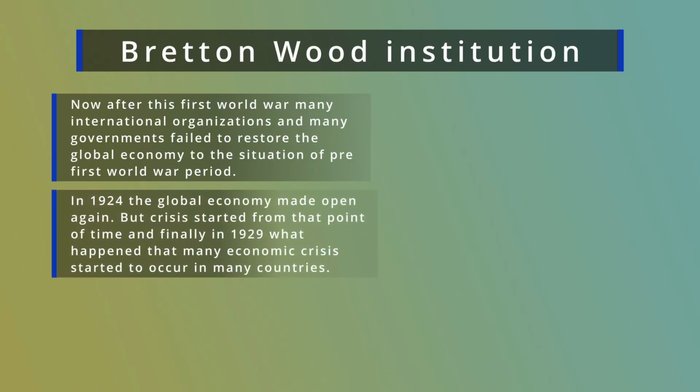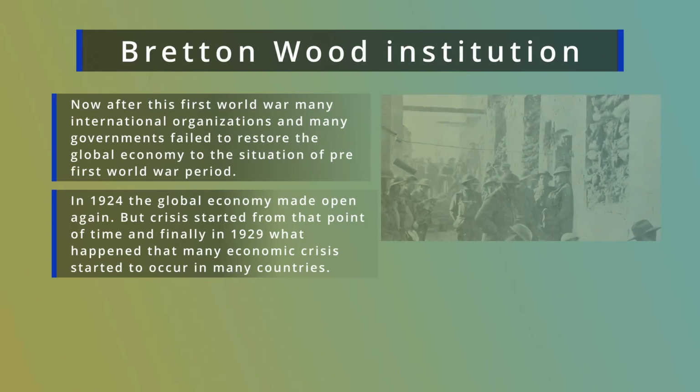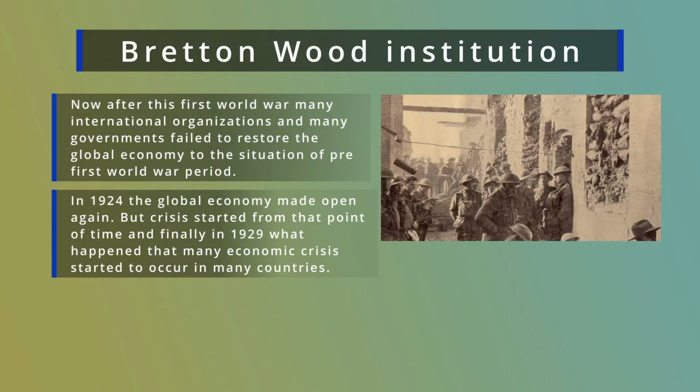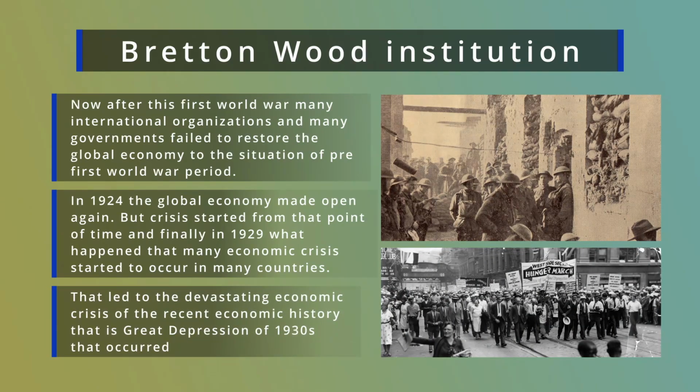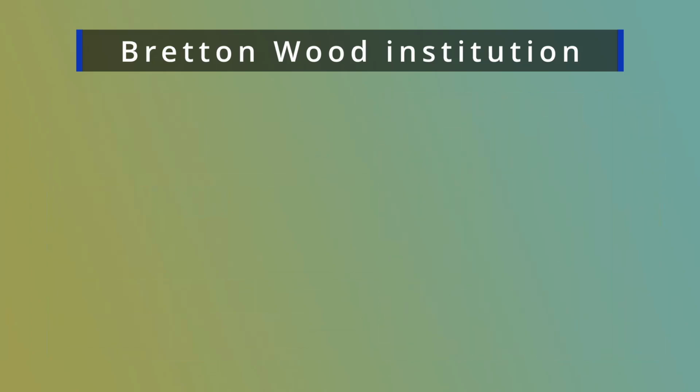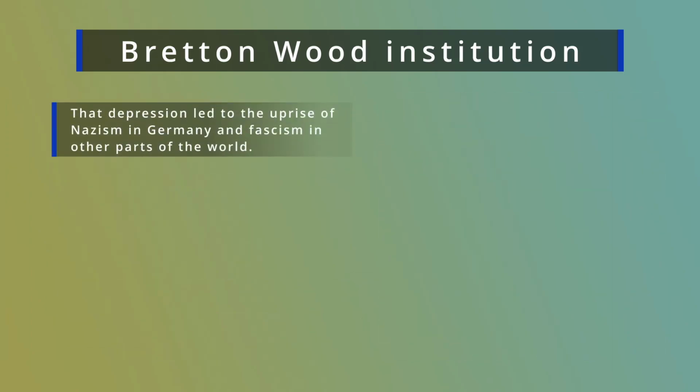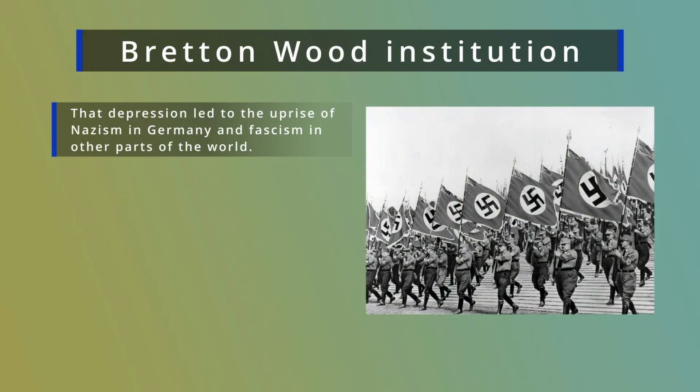In 1924, the global economy was made open again. But crisis started from that point of time. And finally, in 1929, many economic crises started to occur in many countries, and that led to the most devastating economic crisis of recent economic history, the Great Depression of the 1930s, and that depression led to the rise of Nazism in Germany and fascism in other parts of the world.